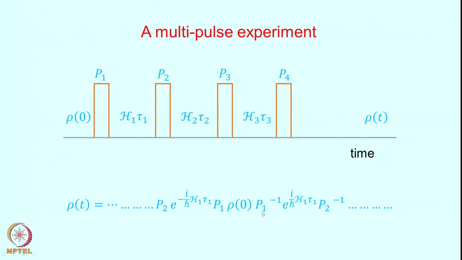So this is my rho 0 for the next operation, and that is the evolution under the Hamiltonian H1 for the period tau 1. So e to the minus i by h cross H1 tau 1, and on this side you have e to the i by h cross H1 tau 1. So now I have reached the end of this. Now apply the pulse again. If I apply the pulse, once again I multiply by P2 here and P2 minus 1 here. Then of course I will have to multiply by e to the minus i by h cross H2 tau 2, and on this side e to the i by h cross H2 tau 2, and so on.